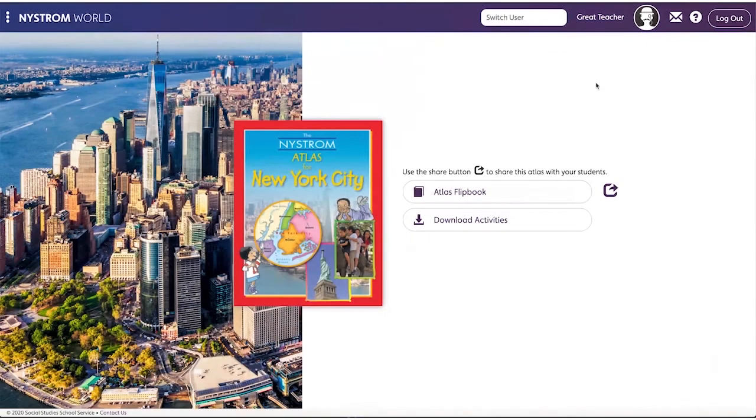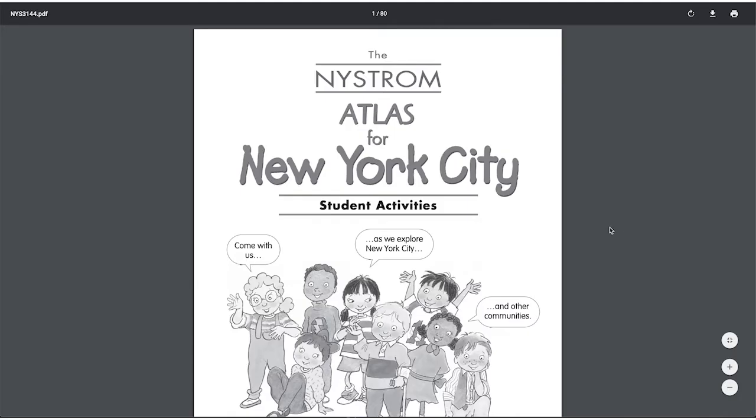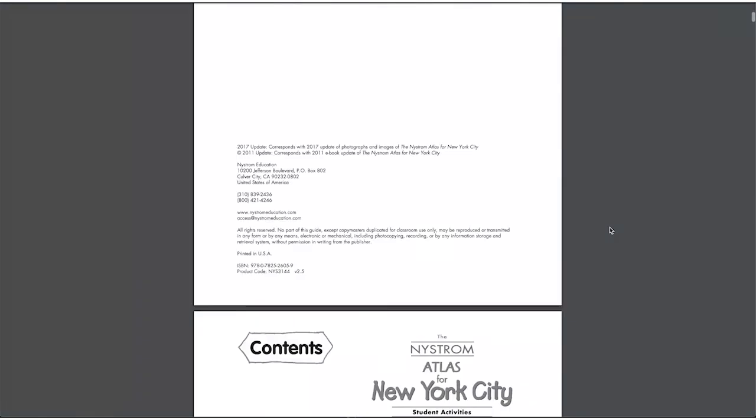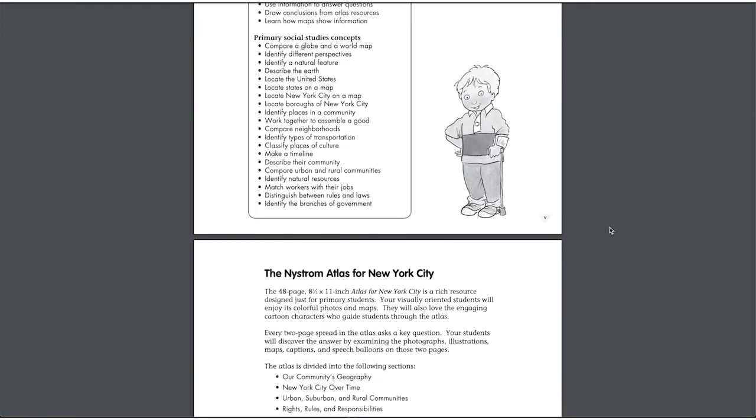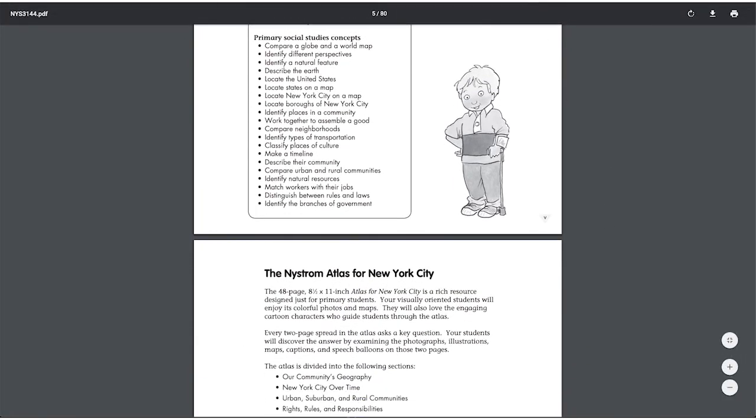You select the atlas next to the Atlas flipbook. You hit the Atlas Share button, which allows you to share with either the whole class of students or specific students. There is an option to download activities that you can save and provide to students either as one worksheet at a time or all of them to work through. These are the student worksheets that go with the atlas. Let's go back and take a look at the atlases one more time.